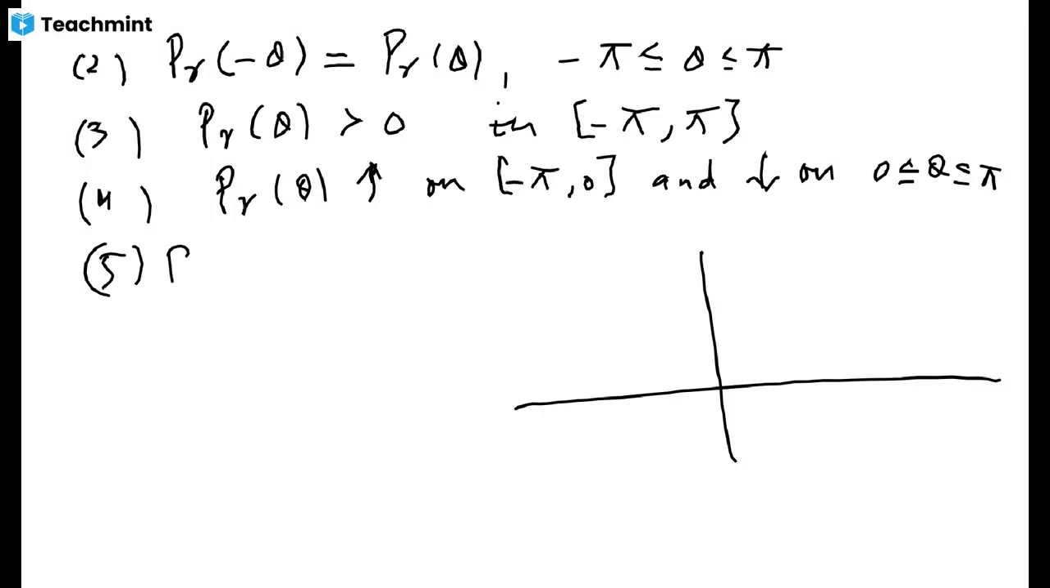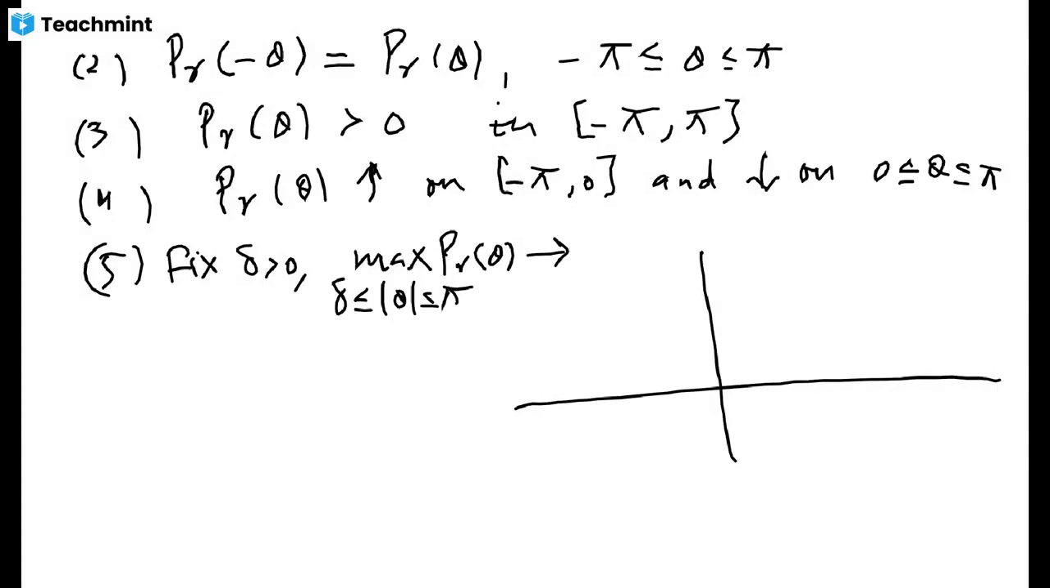If I fix some positive delta, then the maximum of this function P_r(theta) over the interval delta less than or equal to theta less than or equal to pi tends to 0 as r tends to 1. So as r tends to 1, the maximum of this graph will tend to 0. But what these two properties say is that it is positive, it lies above the x-axis. It is an even function of theta for a fixed value of r, so it is symmetric along the y-axis.